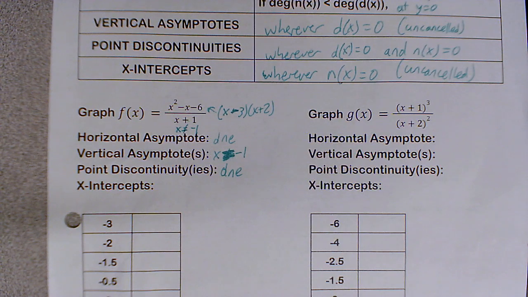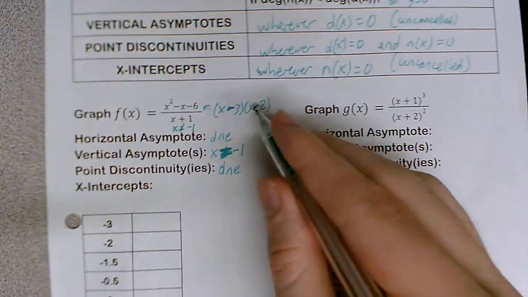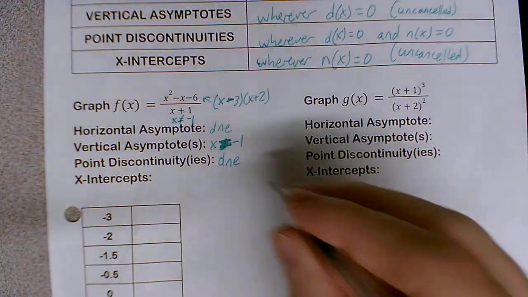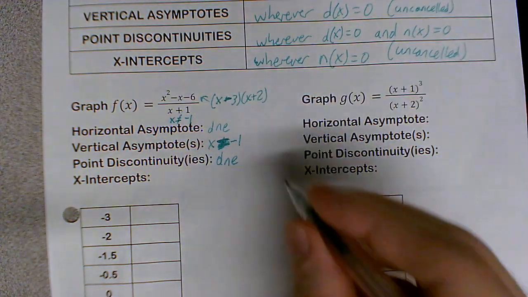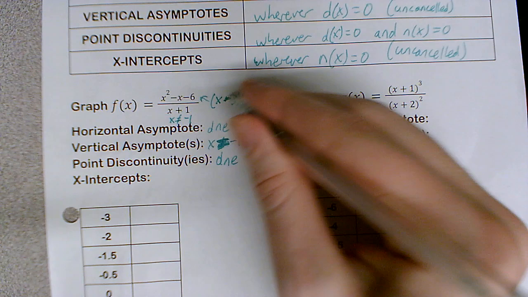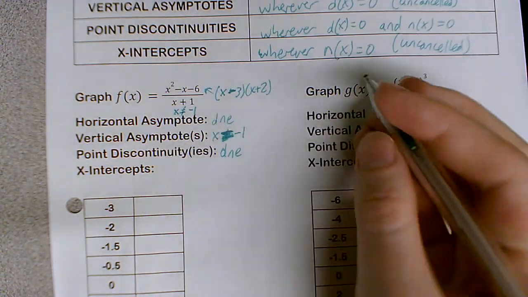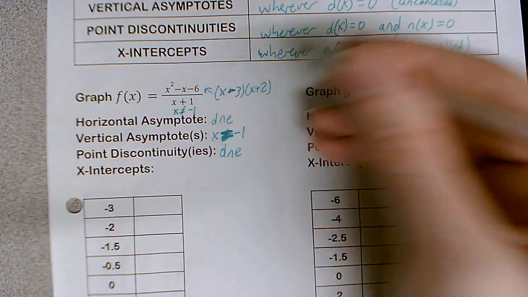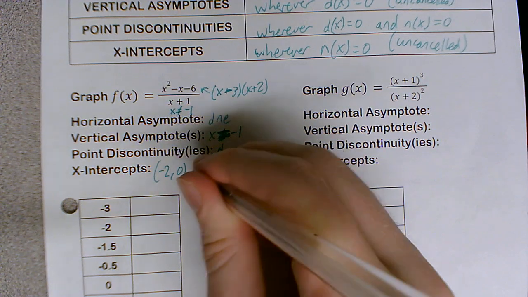And lastly, x-intercepts. The two x-intercepts in this case are where the numerator equals 0 and nothing cancels out. Because nothing cancels out, it's wherever this equals 0. So we've got x minus 3 and x plus 2, wherever these both equal 0. Well, that's going to be at positive 3 and negative 2. But because they're x-intercepts, we can write them as points.